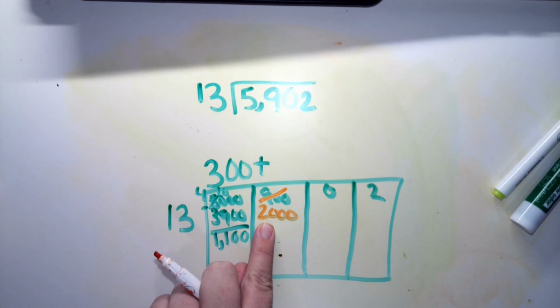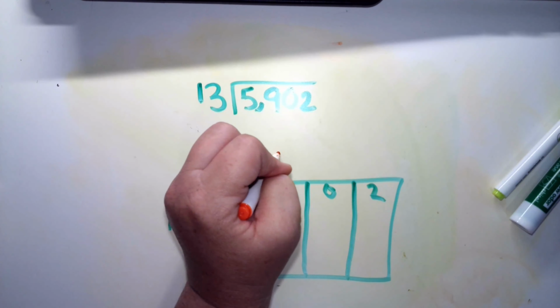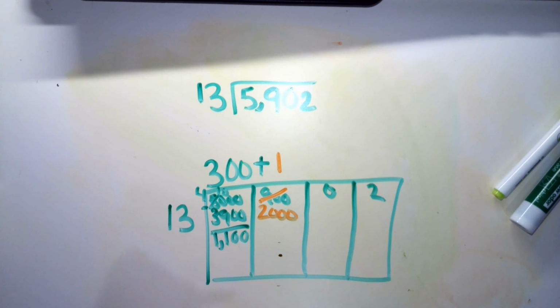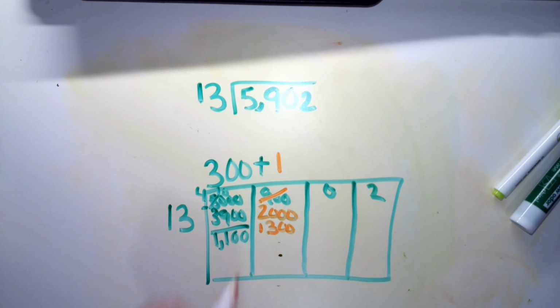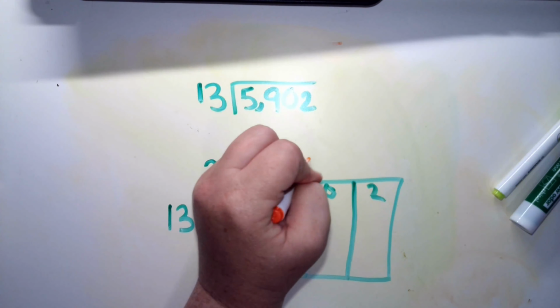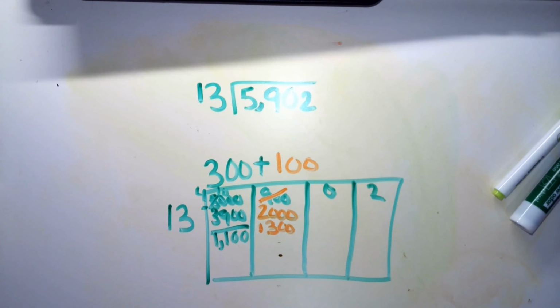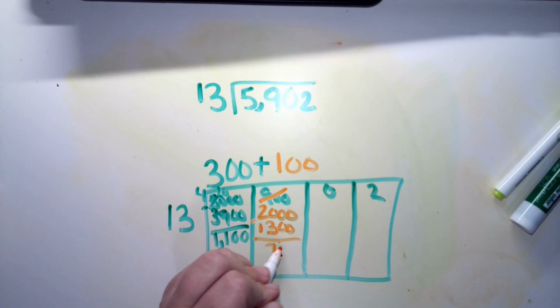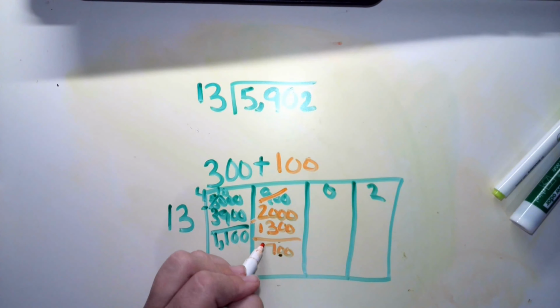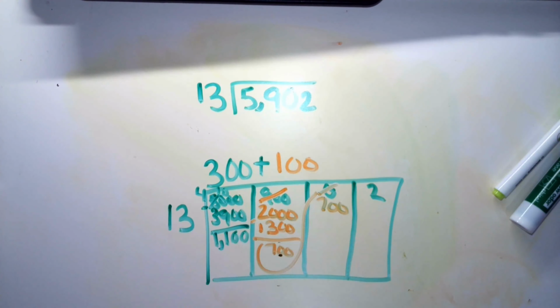13 can go into 20. I'm breaking up my 2,000 again. I know that 13 can go into 20 one time. And 1 times 13 is 13, leaving me with 2 zeros down here, making this 100 up there. 13 times 100 is 1,300. I'm going to subtract, and I'm going to get 700 left. I'm going to take that 700 and I'm going to move it up here and I'm going to add it to my 0, giving me 700.